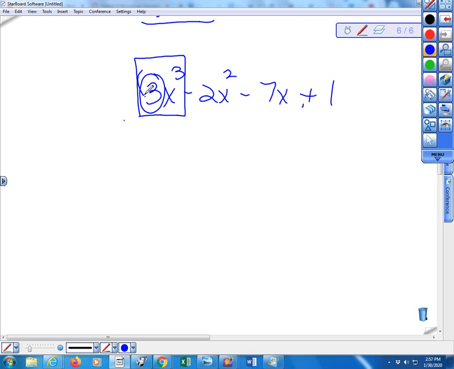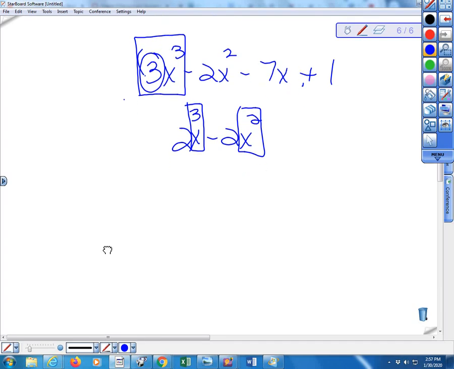So far, so good? Even if it was 2x to the third power minus 2x to the second power, you can't just combine them. No, they have to have the same exponent. These are not the same. You can't add or subtract exponents that aren't the same. So what do you do? Okay? So you leave them like that. You don't combine them. They're not like terms.